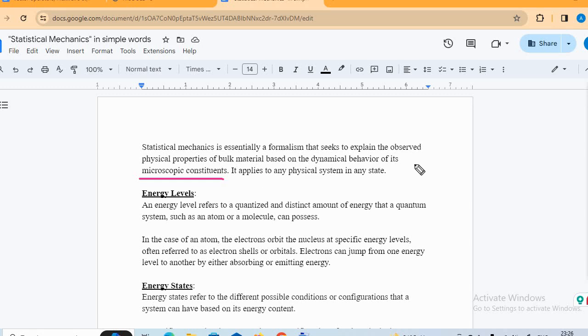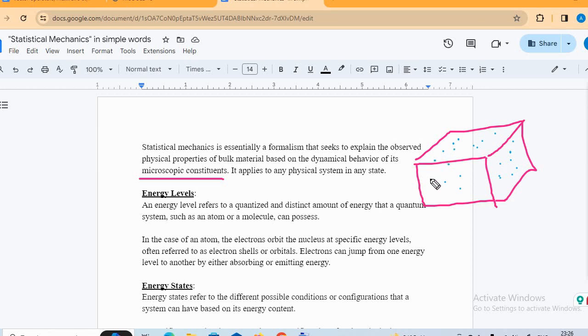If you are thinking about a bulk material having some dimensions, in millimeters or centimeters, this bulk material may be copper, silver, silicon, or maybe in liquid form. It is made of a number of microscopic particles. In some cases these may be atoms, molecules, or electrons, depending on the properties of the material. The behavior of the individual particles plays the most important role for the bulk properties.